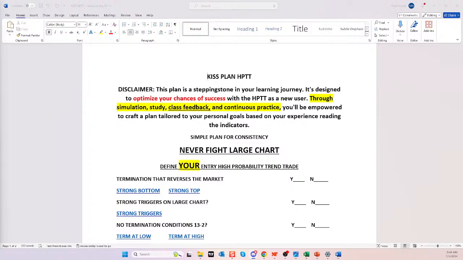And your simple plan for consistency, guys, is don't fight the large chart. Don't fight the momentum on the large chart. Don't trade into those areas on the large chart. If you can commit to that from day one, guys, you're going to eliminate like 70% of the mistakes that traders typically make that result in losses.